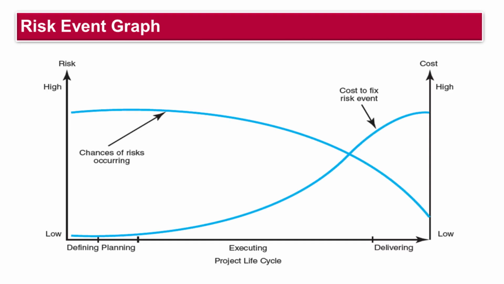This graphic model depicts the dynamic relationship between risk likelihood and cost impact throughout a project lifecycle. On the vertical axis, we graph the risk, and on the horizontal axis, we graph the project lifecycle. On the graph, there are 2 curves. The first curve is the chance of the risk occurring. The second curve shows the cost of fixing the risk event.